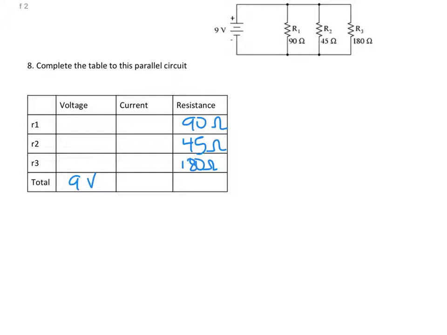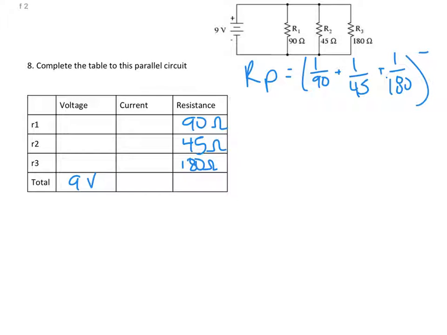So you can go ahead and do that. Next step would be to find your equivalent resistance. For a parallel circuit, your equivalent resistance formula is 1 over each of them, or the inverse of each of them. So it would be 1 over 90 plus 1 over 45 plus 1 over 180. And then you take the inverse of that total.